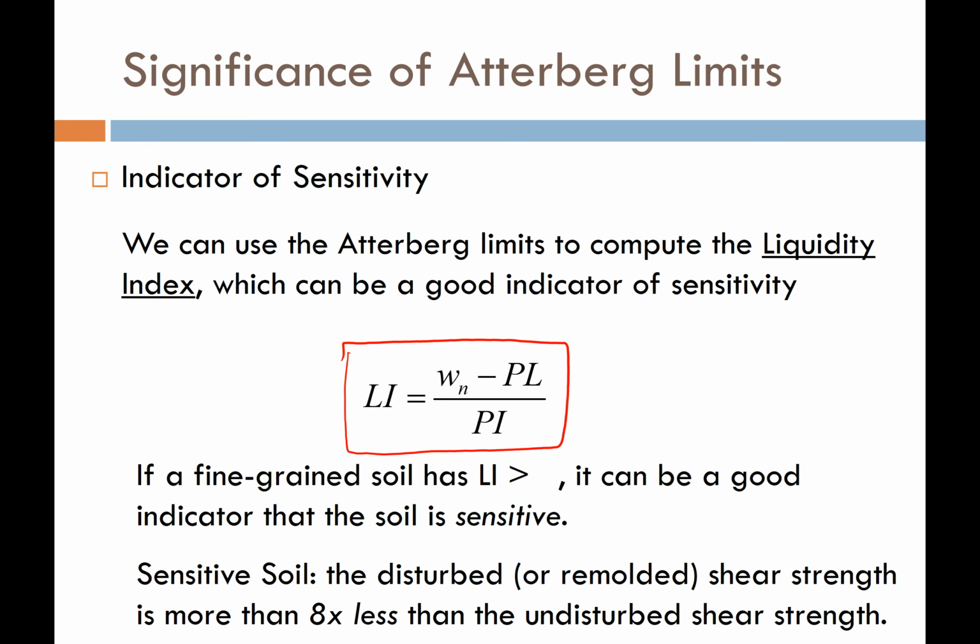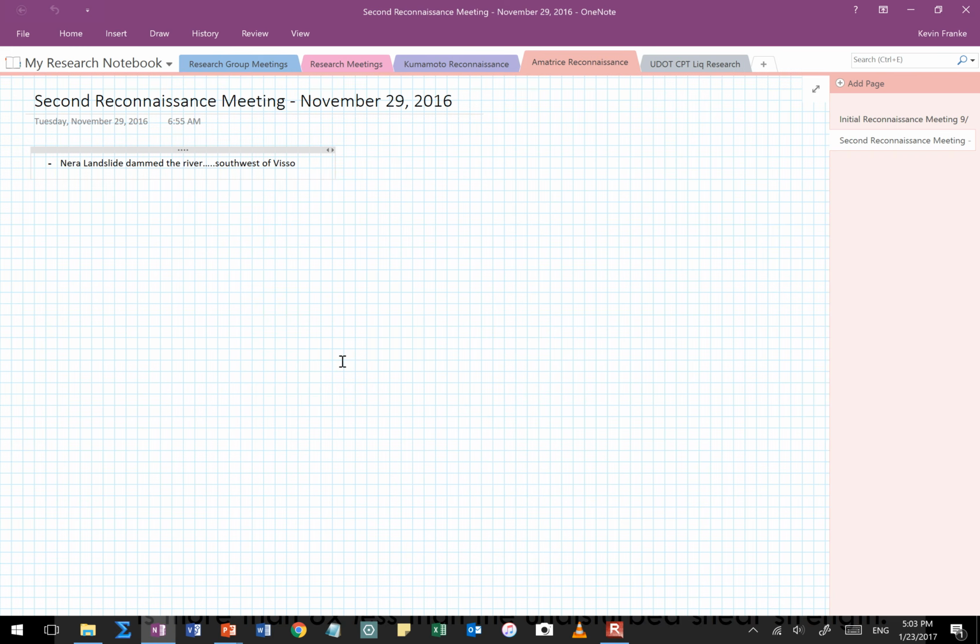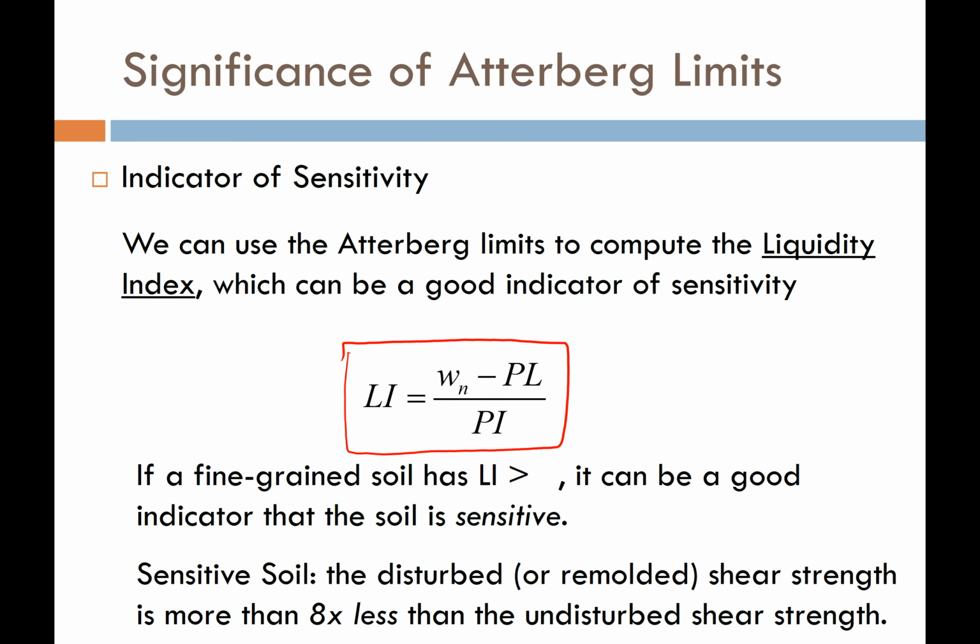Now, if the liquidity index is greater than 1, then it's a good indicator that the soil is a sensitive soil. And so it can help us understand whether or not we may have a problem and might want to perform some more testing. If the liquidity index is well below 1, then it's a good indicator that the soil is probably stiffer and isn't going to show that sensitive behavior.